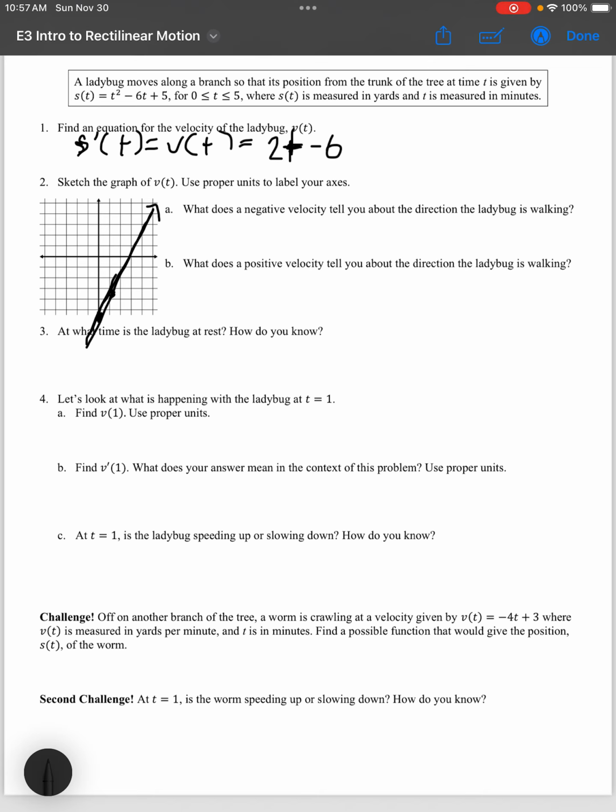So in this context, negative velocity would always mean that an object is going to the left or down. And since it's going across a tree trunk, it's going to the left. If you think of this as the tree and this as the tree branch, that would mean that the ladybug is going back towards the tree. So left, towards the tree.